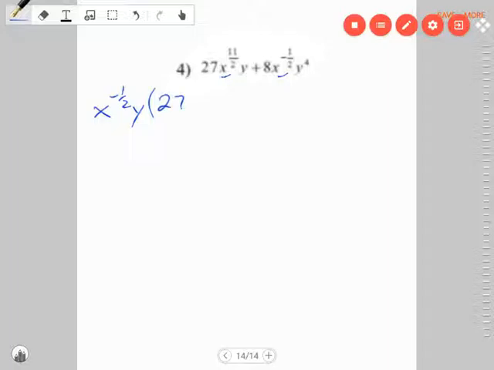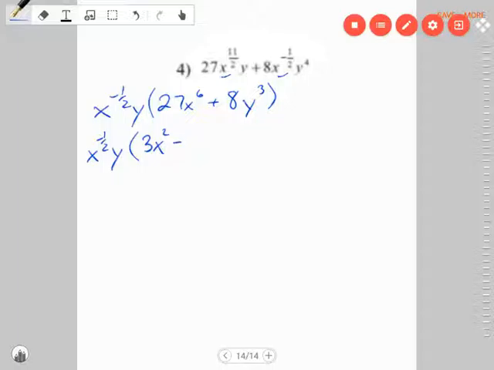So the 27 stays there. Okay, 11/2 minus negative 1/2 is 12/2. Okay, so 12/2 is x to the 6th. Okay, plus 8. Okay, we took out the x to the negative 1/2, and y to the 4th divided by y is y cubed. Oh goodness, this is a sum of cubes. Well, that's cool. So we have to remember the pattern from last section. So we have to cube root the 27. So cube root of 27 is 3. Okay, cube root of x to the 6th is x squared.